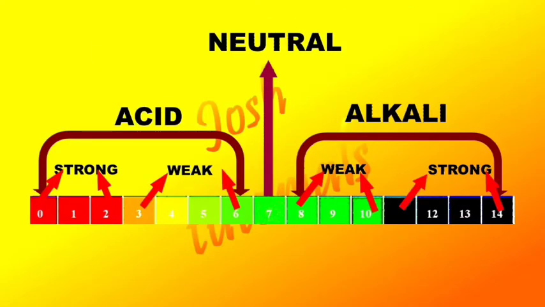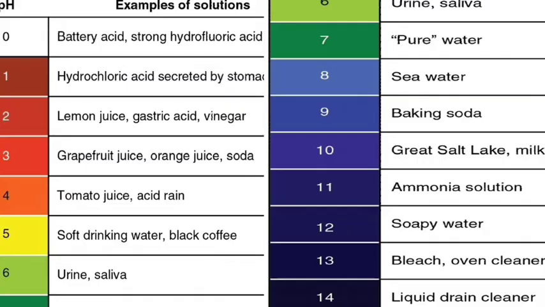Universal indicators show different colors for different ion concentrations. Look at the table. 0, 1, 2 means it is a strong acid. If pH is 3, 4, 5, 6, it is a weak acid. If it is 7, it is neutral. 8, 9, 10 is a weak base or weak alkali. From 11, 12, 13 and 14, it is a strong alkali. From 0 to 6, the concentration of H plus ions is more, and from 8 to 14, the concentration of OH minus ions is more.